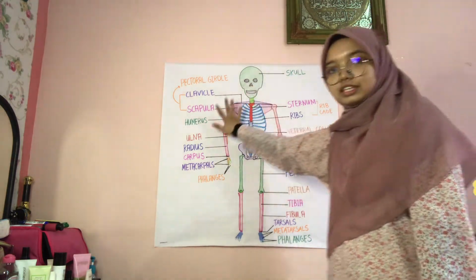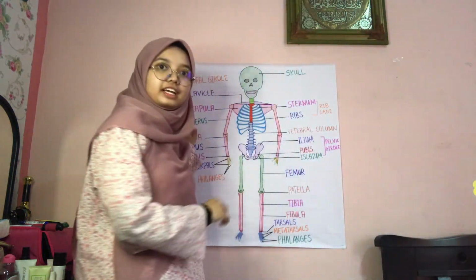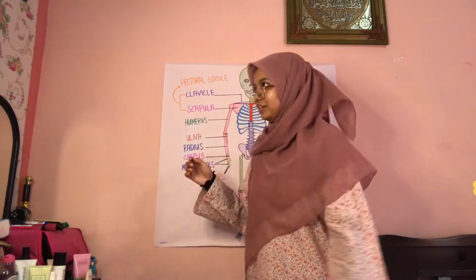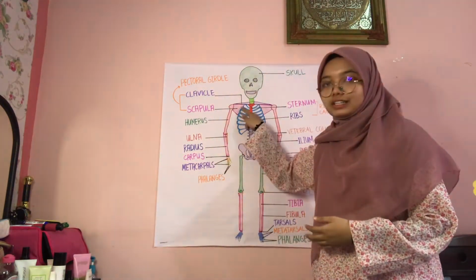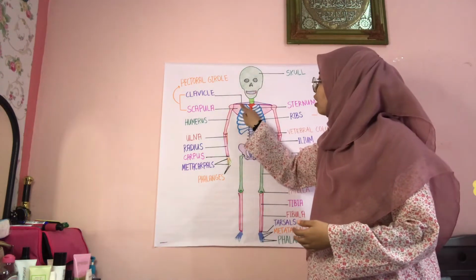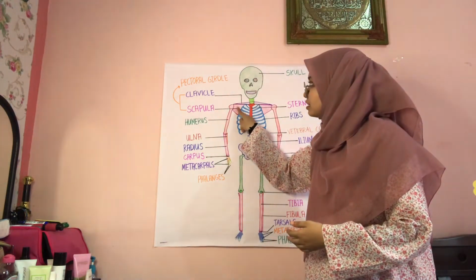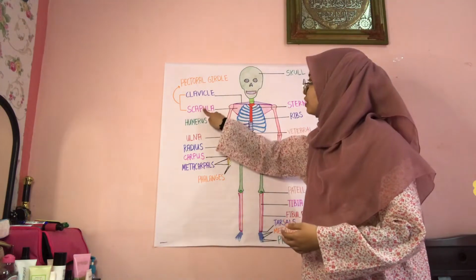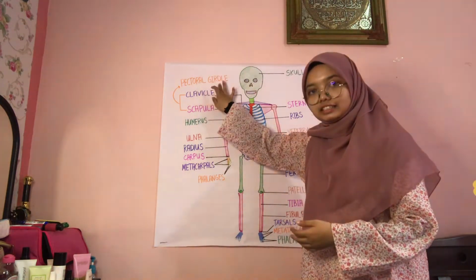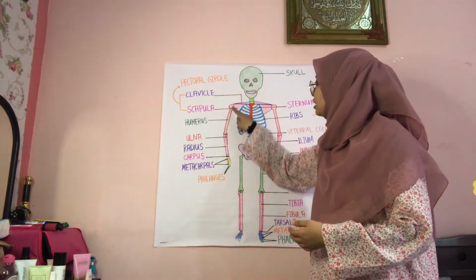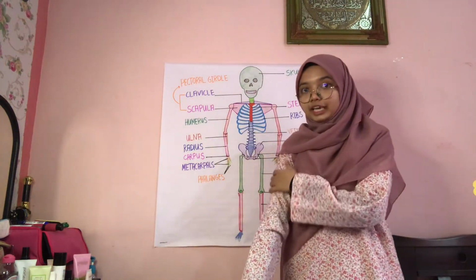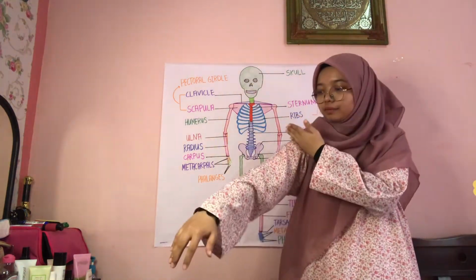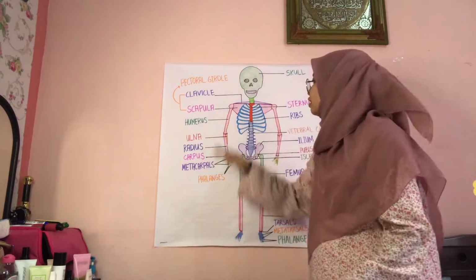Okay, we move to this side. Can you guys see it? No. Okay, I will move here. This part is your shoulder. The shoulder consists of the clavicle and scapula. Both of these are called the pectoral girdle. And here is your upper limb. Starting from here until here is called the upper limb.